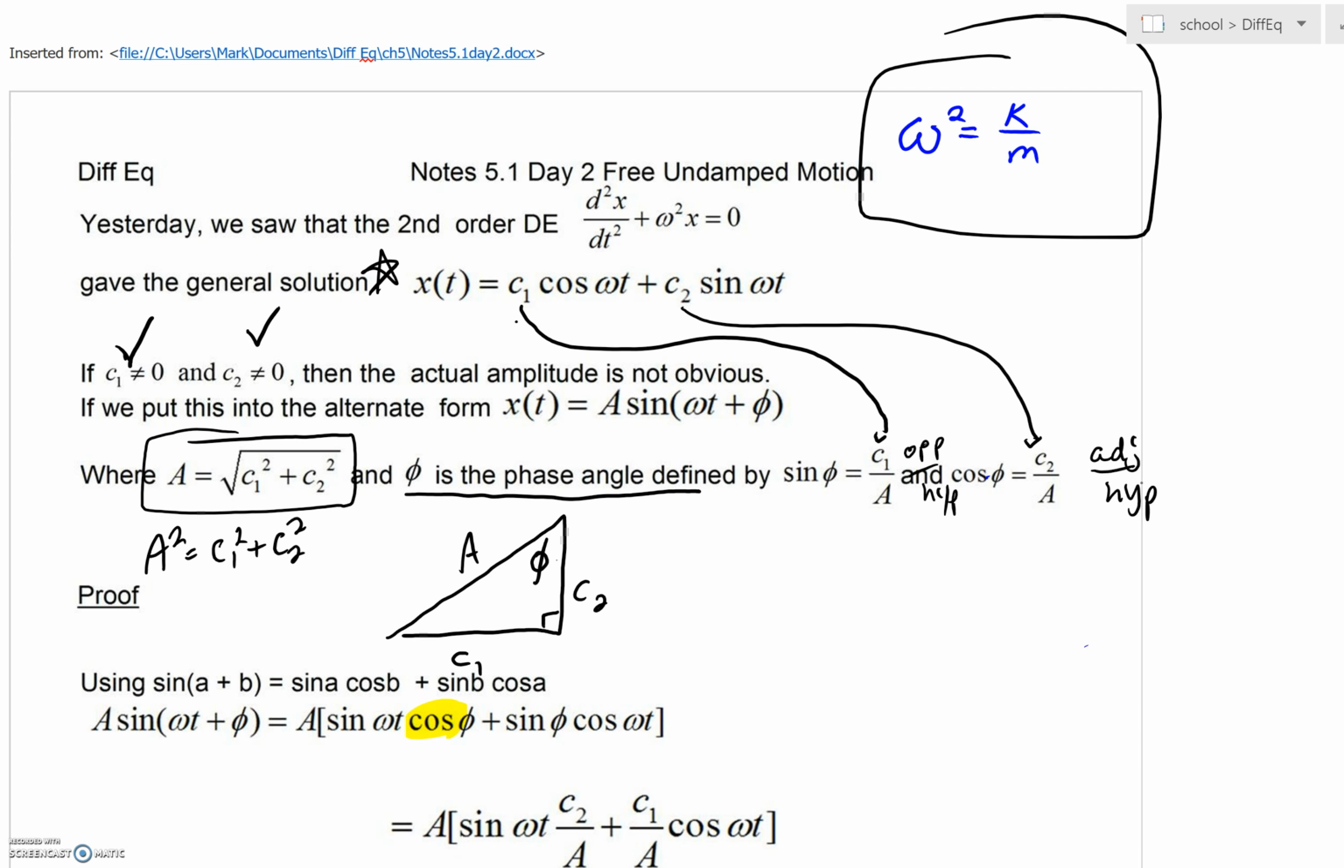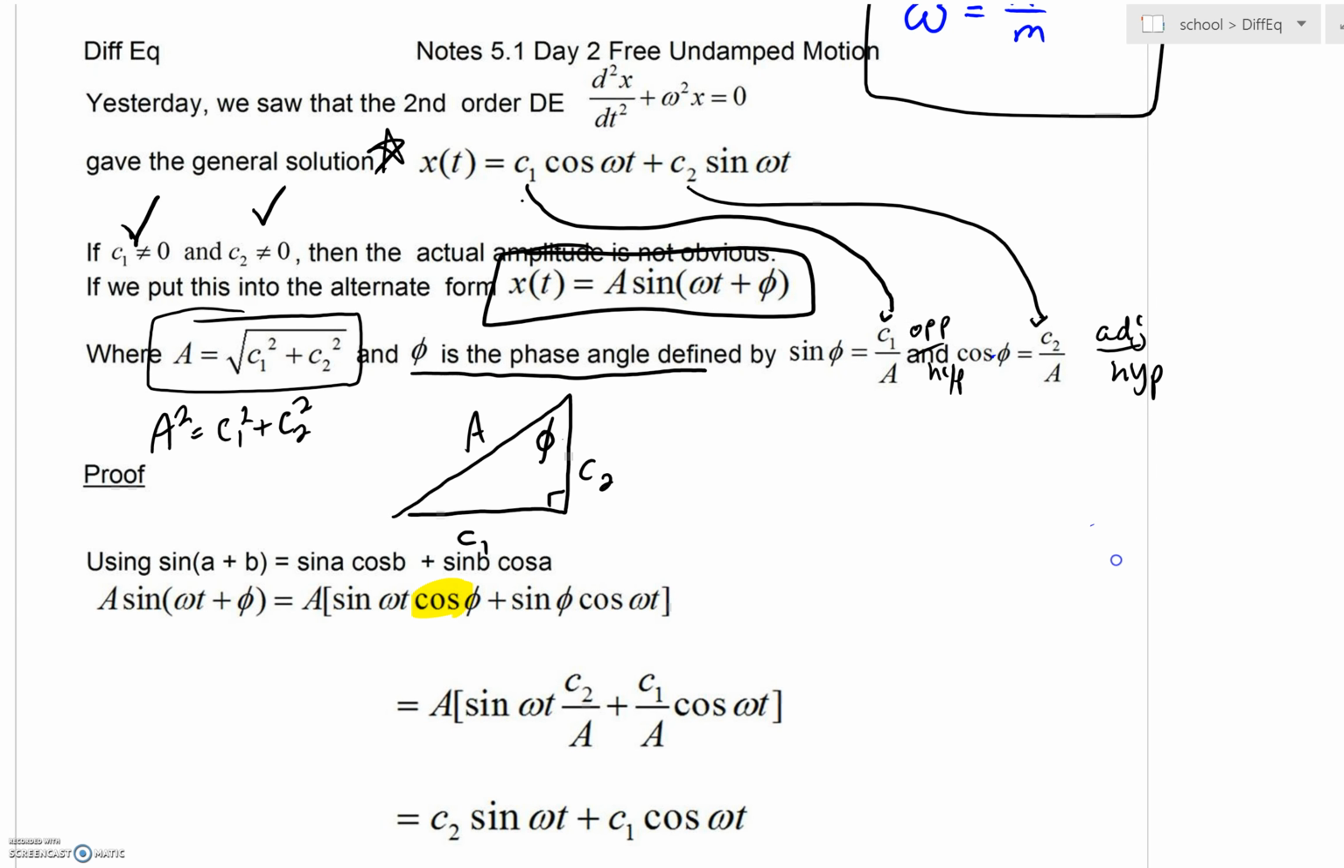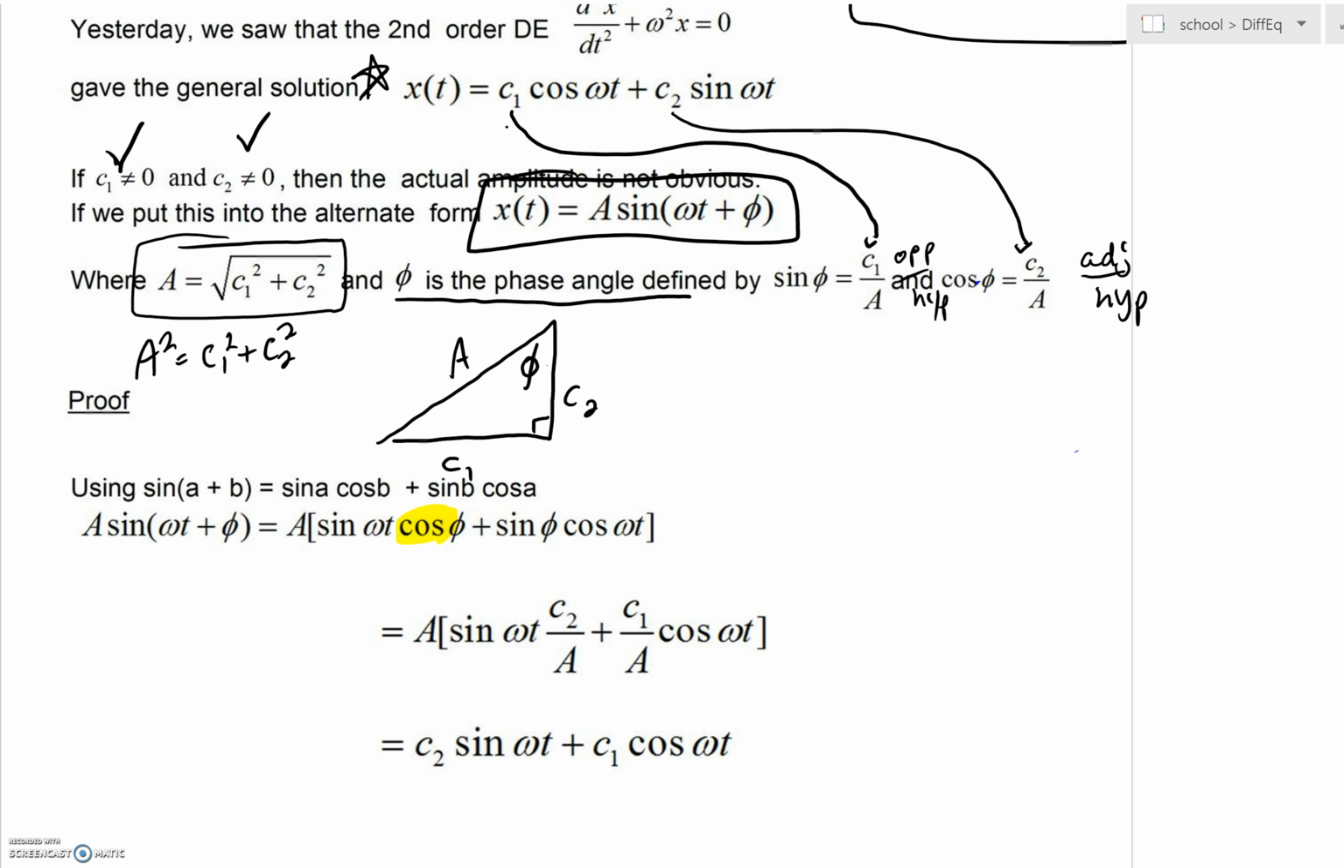So it's one thing for me to show this triangle right here. It's quite another for me to say that this new form, x of t equals A sine of omega t plus phi, would be equivalent to the form that we saw yesterday. If you're skeptical, that's definitely understandable. Here is the proof, though.